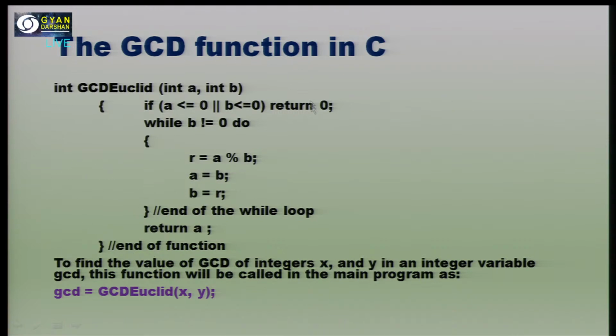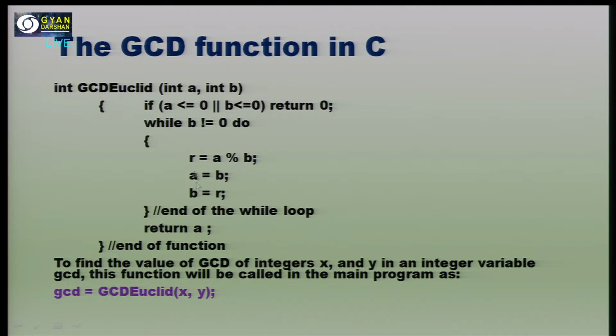Now, this particular thing will become function. Now, in order to call this particular function, right, to find the value of GCD of integer x and y in an integer variable GCD, this function will be called in the main program as. So these x and y, right? So these are called the formal parameters.